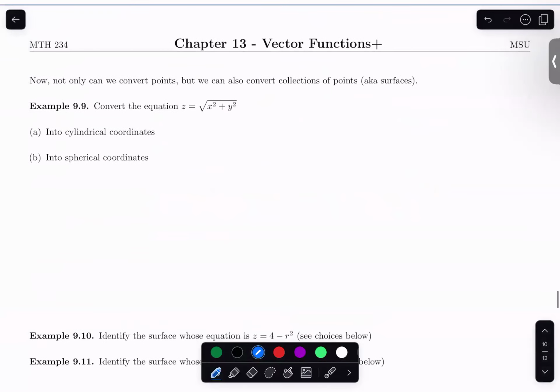Let's go ahead and start converting full surfaces. So I have this surface equation. Notice that there are x's, y's, and z's in it. So this is in Cartesian. And I would like to go ahead and convert this first into cylindrical and then into spherical coordinate system.